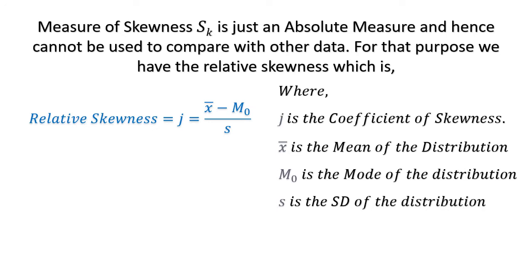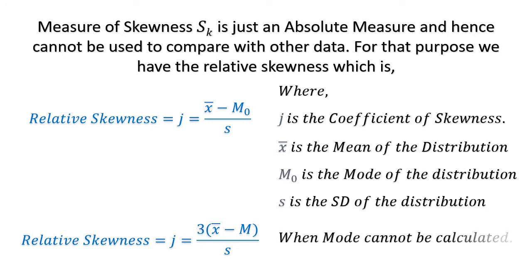So for the calculation of relative skewness, we also need to calculate standard deviation. So we need to calculate mean, mode and standard deviation to calculate the coefficient of skewness. But again, in the case where mode cannot be calculated, our formula for skewness will be 3 times x bar minus M upon S. Only in the cases where we cannot calculate mode do we use this alternate formula; otherwise we use the main formula, that is x bar minus mode upon S.